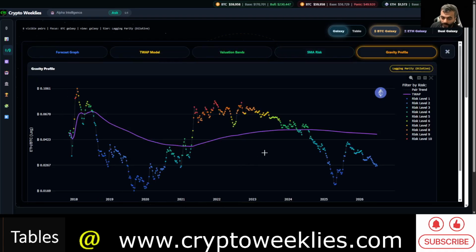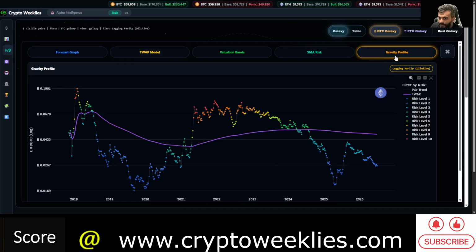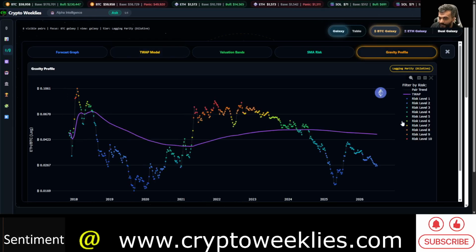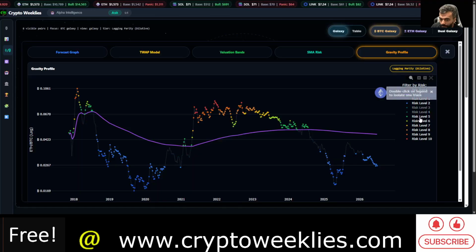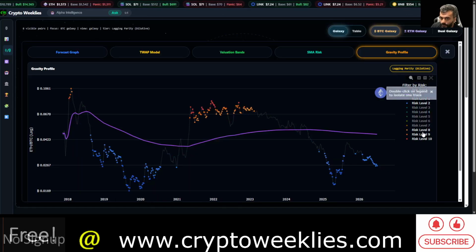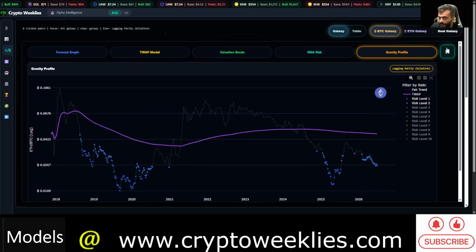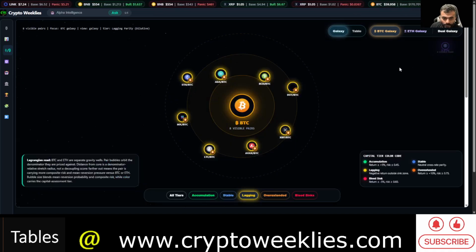The gravity profiler is similar to the time-weighted average price model. It's just a slightly different interpretation: rather than looking through the gravity-based level, this looks at a risk-based level. It's one and the same, more or less. It's just trying to better visualize it. And right now for this model as well, ETH is in risk level 2 or gravity level 2 at this point. At some point we'll probably collapse both of these models together.